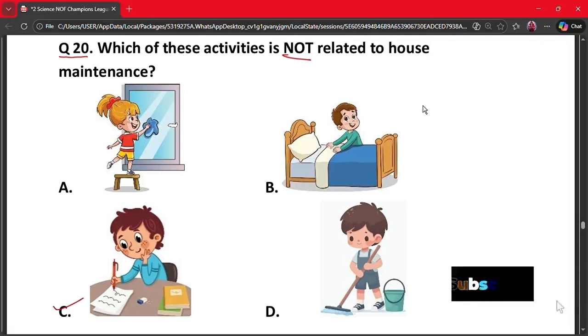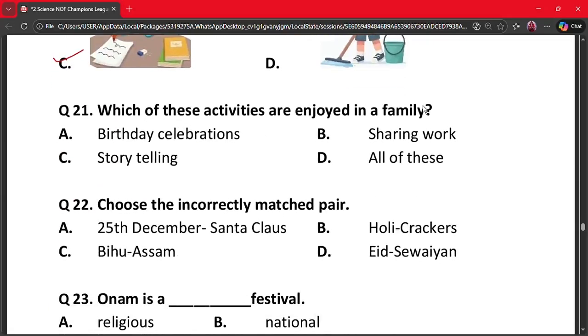House maintenance includes cleaning, repairing, and caring for the house. The activity that is shown in option C, that is studying, does not maintain a house. So the correct answer is option C.